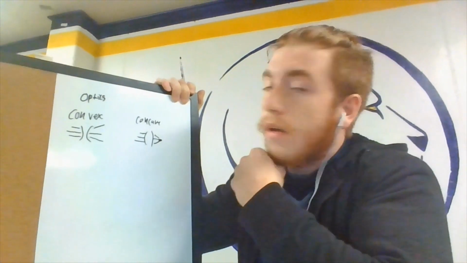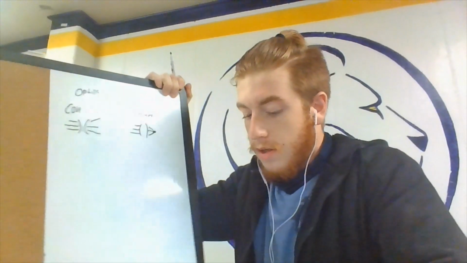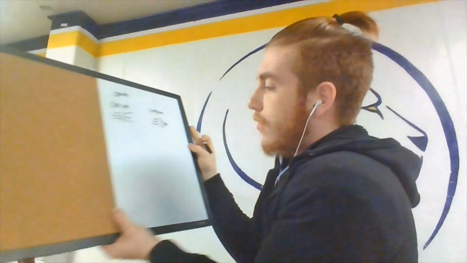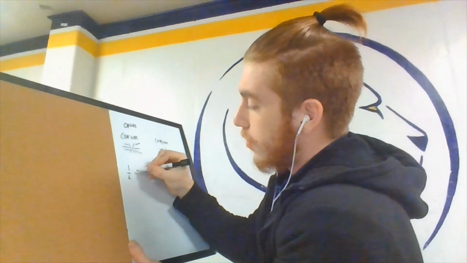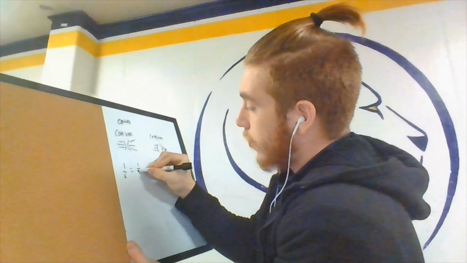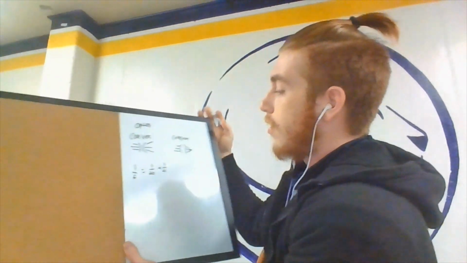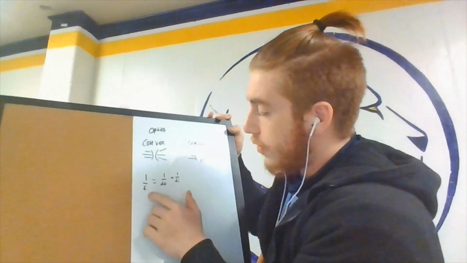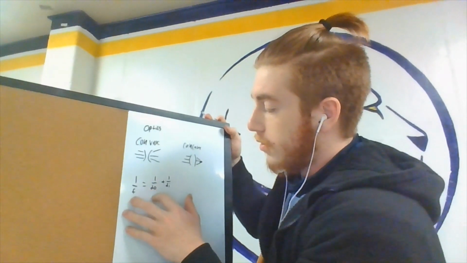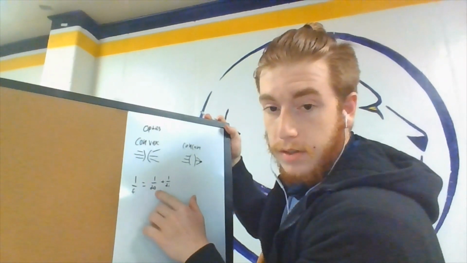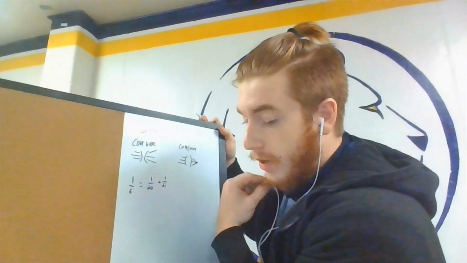Now, what does this allow us to do, or what are some equations that go with this? One of the main equations that we can go over is 1 over f equals 1 over do plus 1 over di. Basically what this is saying is that 1 over the focal length is equal to 1 over the distance to the object plus 1 over the distance to the image.